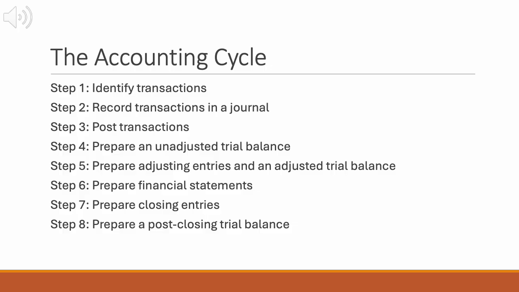Example, a store sells a pair of shoes for $50. That's a transaction. Step 2. Record transactions in a journal. Next, we write it down in the journal. This is like the diary of the business, recording everything in order with debits and credits.